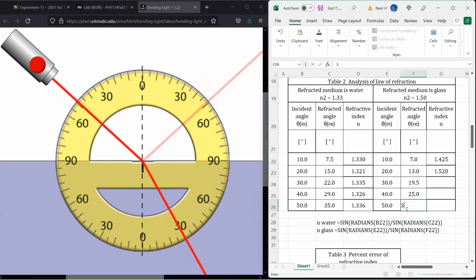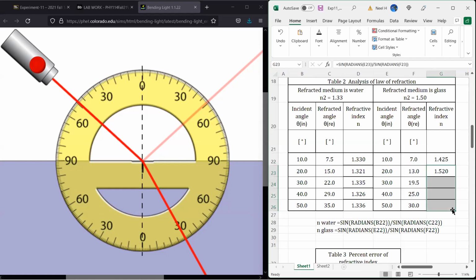You can see now these numbers, I'm using the same incident angles for both media, but the refracted angle you can immediately find is not the same, it is different. That's because the medium is different, and the light speed inside the medium is actually different.